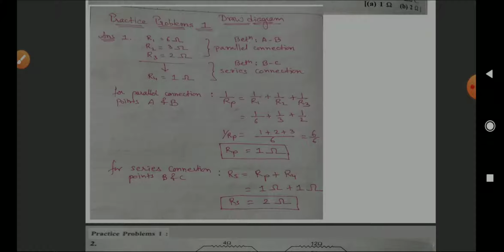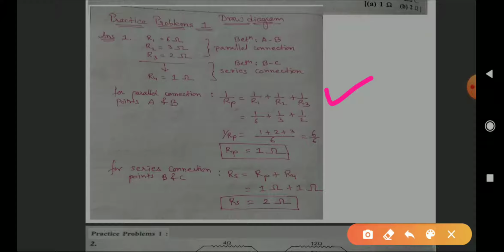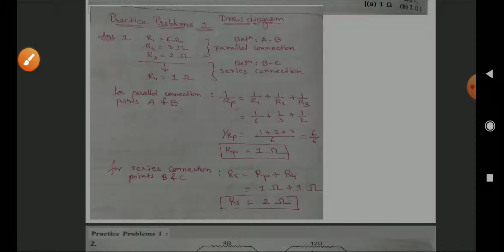So 1 upon Rp is equal to 1 upon R1 plus 1 upon R2 plus 1 upon R3, is equal to 1 upon 6 plus 1 upon 3 plus 1 upon 2. You get 6 upon 6. Therefore Rp is equal to 1 ohm. Rp is 1 ohm, which is then connected in series to another resistor, that is R4. So series connection Rs is equal to Rp plus R4, 1 ohm plus 1 ohm, that is going to give us 2 ohms. So this is how you do practice problem 1.